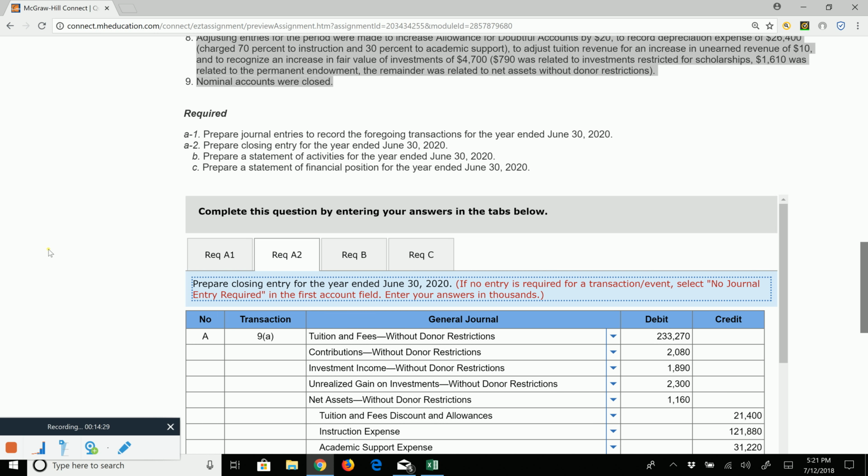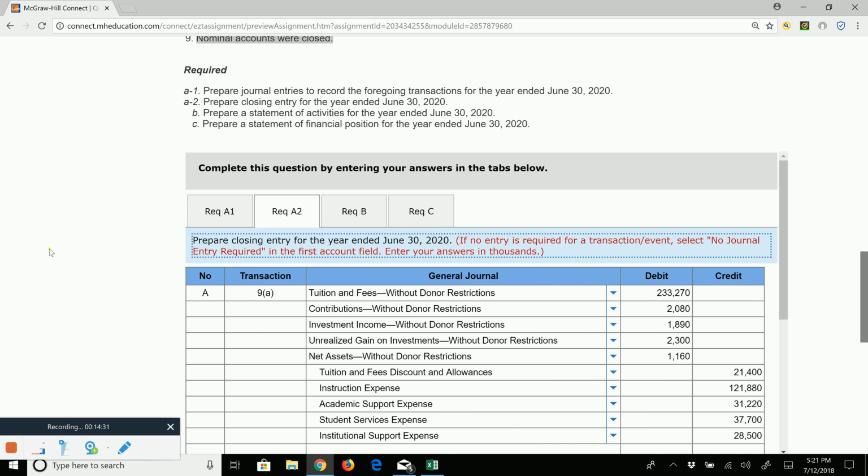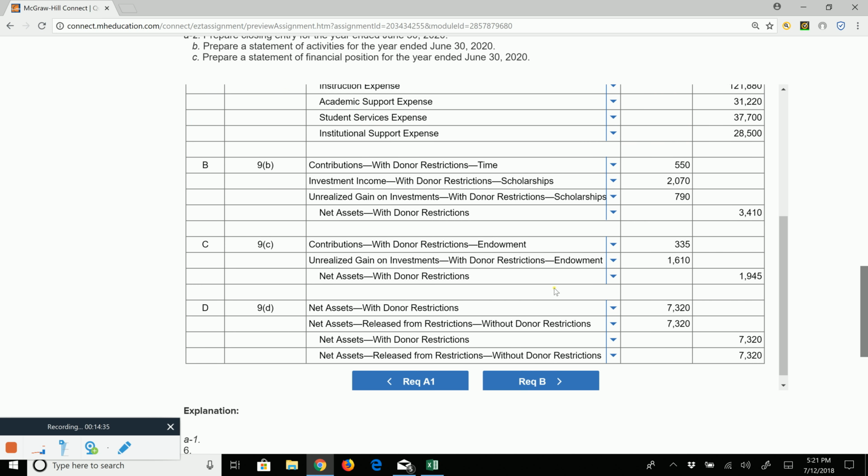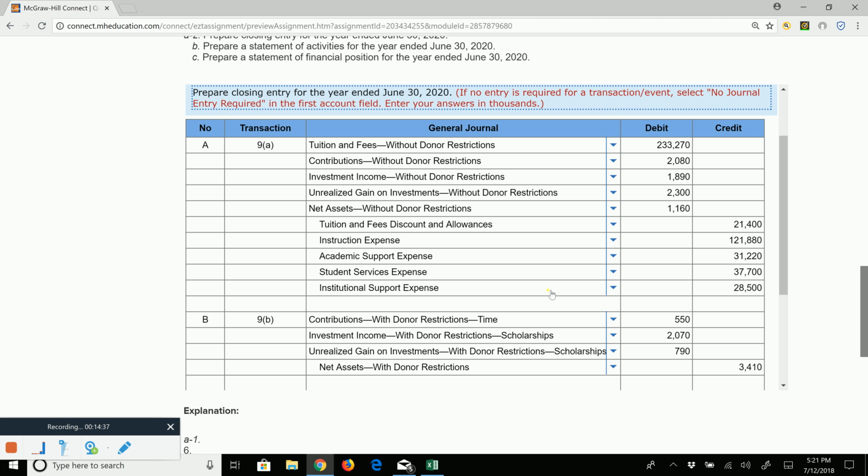Okay, and number 9, we're just going to go through the closing entries. So you're going to see that the closing entries, we've got a number of them. And why do we have a number of them? Because remember, with nonprofits, specifically private nonprofits, we want to go through our closing entries for each category. So we're going to close out first our without donor restrictions. Remember, it's like two operating statements, two income statements in one.